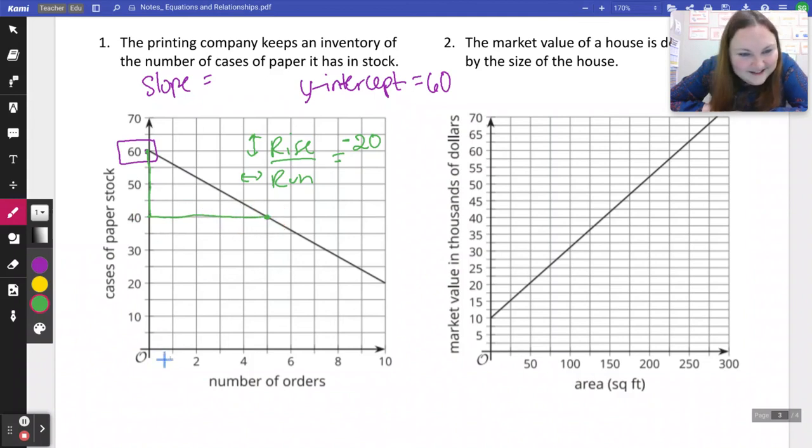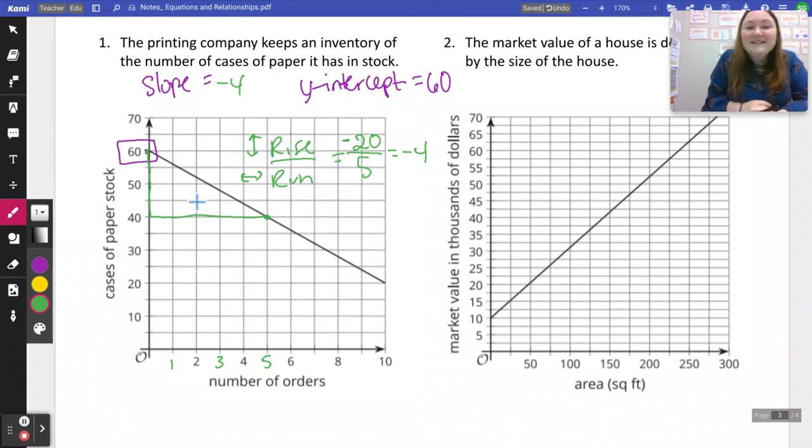If I take a peek down here, we are counting by 1, right? 1, 2, 3, 4, 5. So my run is 5. Negative 20 divided by 5 is negative 4. So my slope is negative 4. But remember that extra step here. What does negative 4 mean?